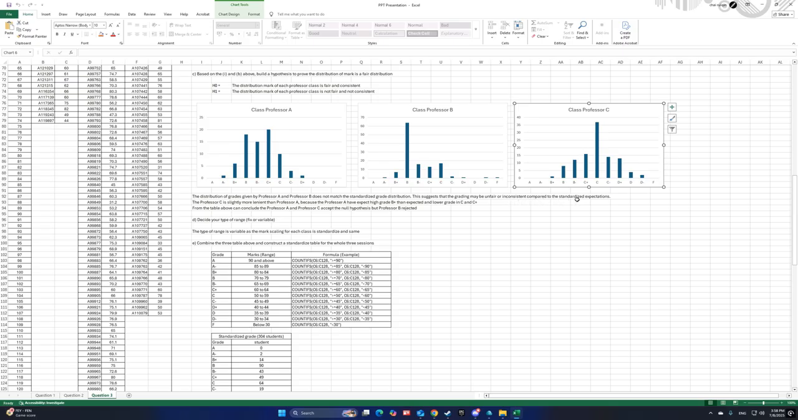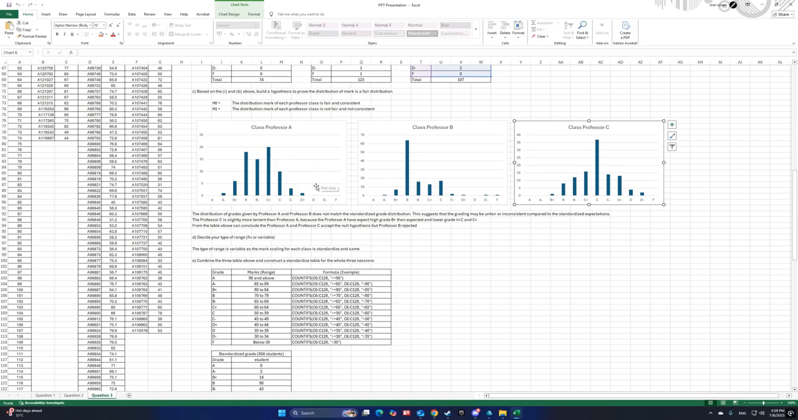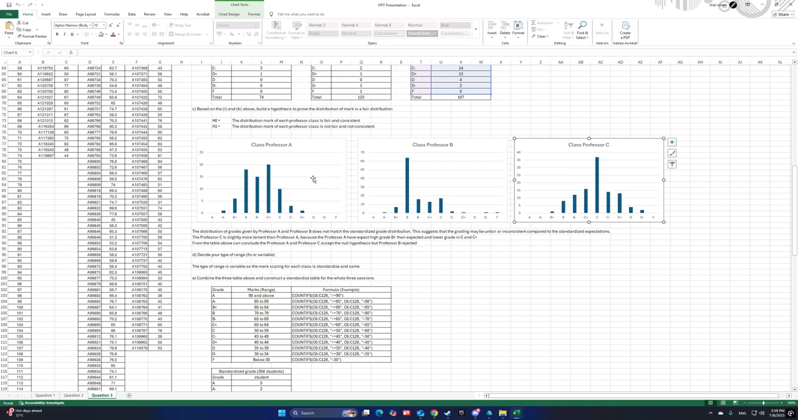the standard expectation. Professor C is slightly more lenient than Professor A, because Professor A had an expected high grade in B plus, so it is expectedly the highest, and there is a low grade in the C and C plus. So at the end we conclude that A and C accept the H0, it is a fair distribution. Then for B, we reject the H0.